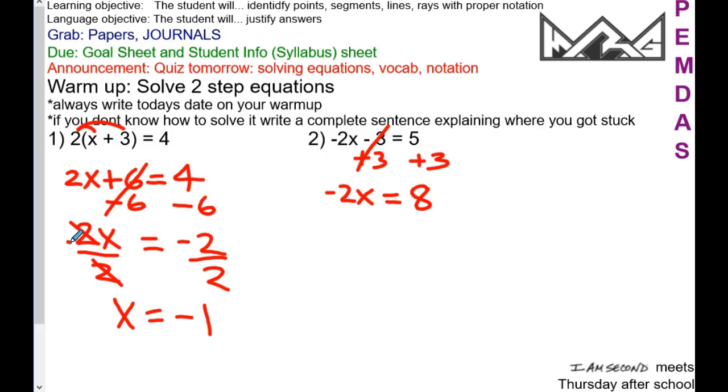Negative 2x, divide by negative 2. The exact same thing. So some people may have divided, but if you divide it by a regular 2, that's not right. You have to match exactly what's the coefficient. So divide by negative 2, divide by negative 2. Those negative 2's cancel out.